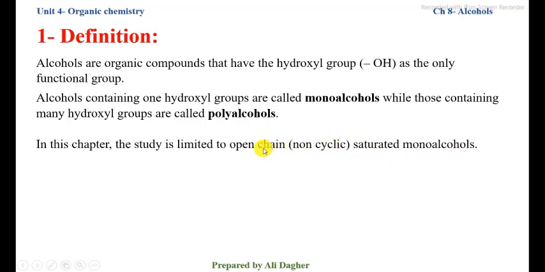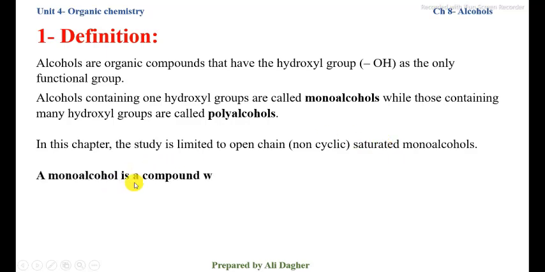Open-chain or non-cyclic means the carbon chain has no cycle. Saturated means the carbon atoms have no double bonds between them. We have no double bonds between carbon atoms.